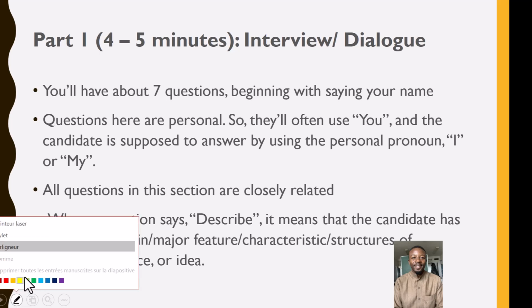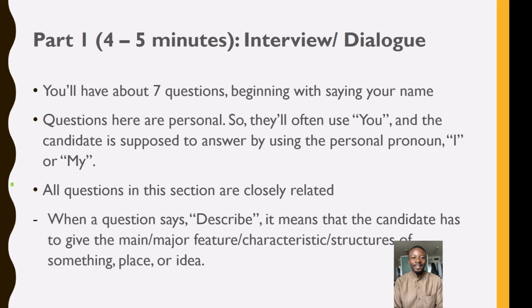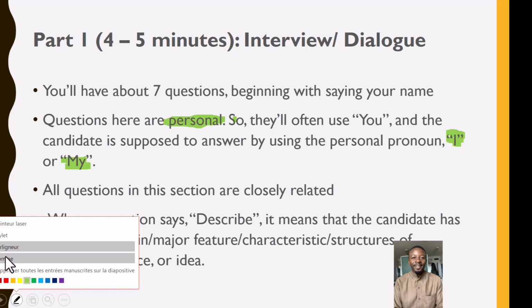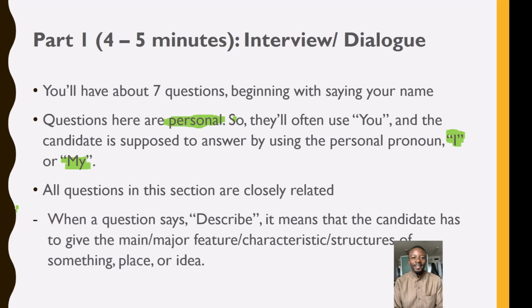Take note that the questions here are often personal, which simply means that they are going to be using words like you, and of course the candidate is supposed to answer by using the personal pronoun I or mine. This is simply because when they ask people questions that require them to give information about themselves, they begin to use the personal pronoun you, referring to the person that answered the question. Whereas it makes more sense and it is more personal when you answer such personal questions using personal pronouns like I, my, me, and so on.